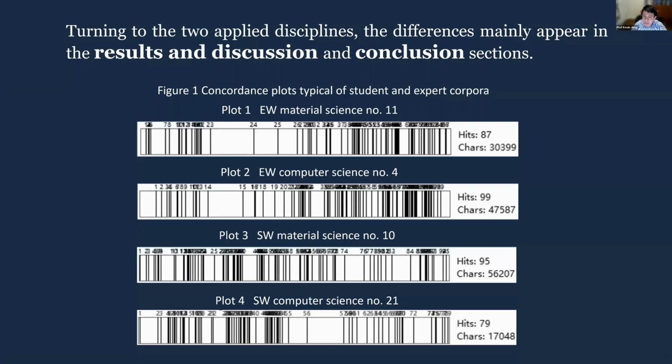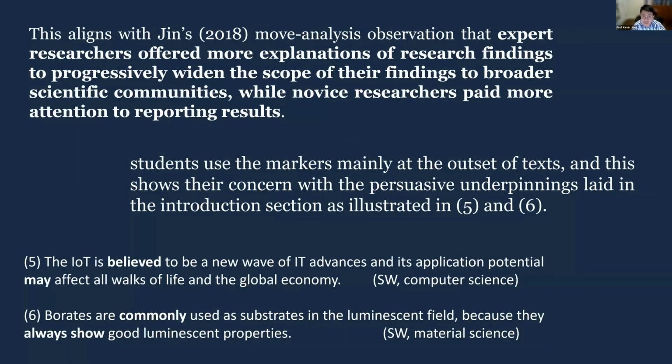So we can see here in student text, students are less likely to place emphasis on the interpretation of research findings. And this result, we think, aligns with Jiang's move analysis observation that expert writers offered more expectations of research findings to progressively widen the scope of their findings to broader scientific communities, while novice researchers paid more attention to reporting results. So students in this corpus are more concerned with reporting their results, and they give more emphasis to rhetorical work at the beginning of their text.